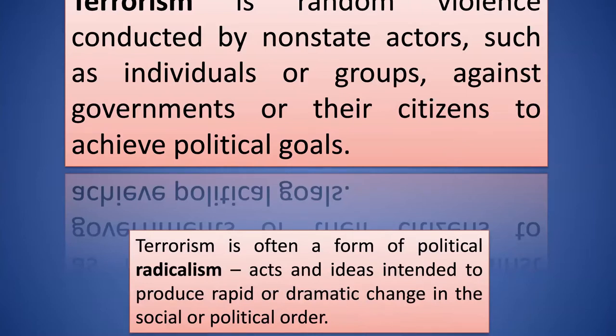In many ways, but it's a major assumption that terrorism is a form of radicalism, political radicalism: acts and ideas intended to produce rapid or dramatic change in the social political order. So not every act of radicalism is terrorism, but most acts of terrorism are radicalism.